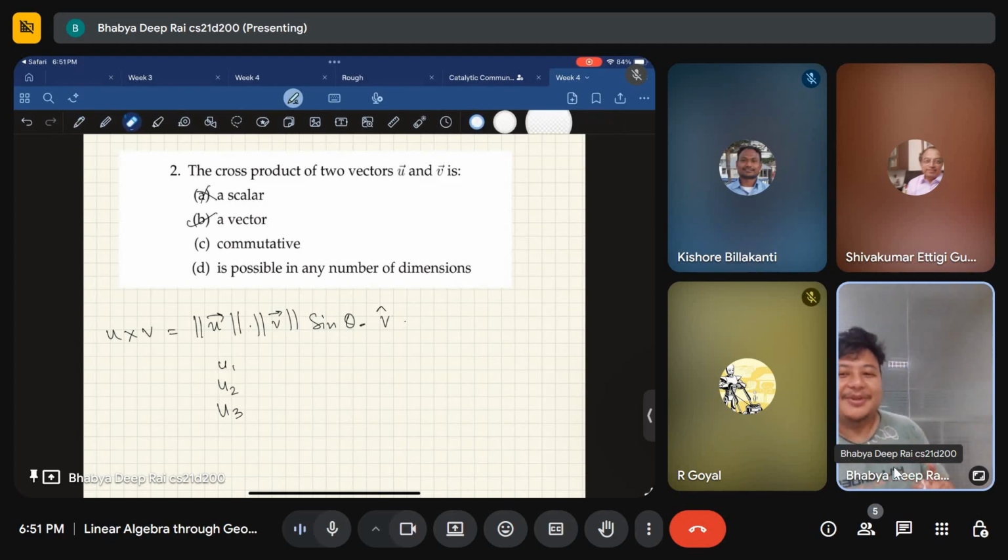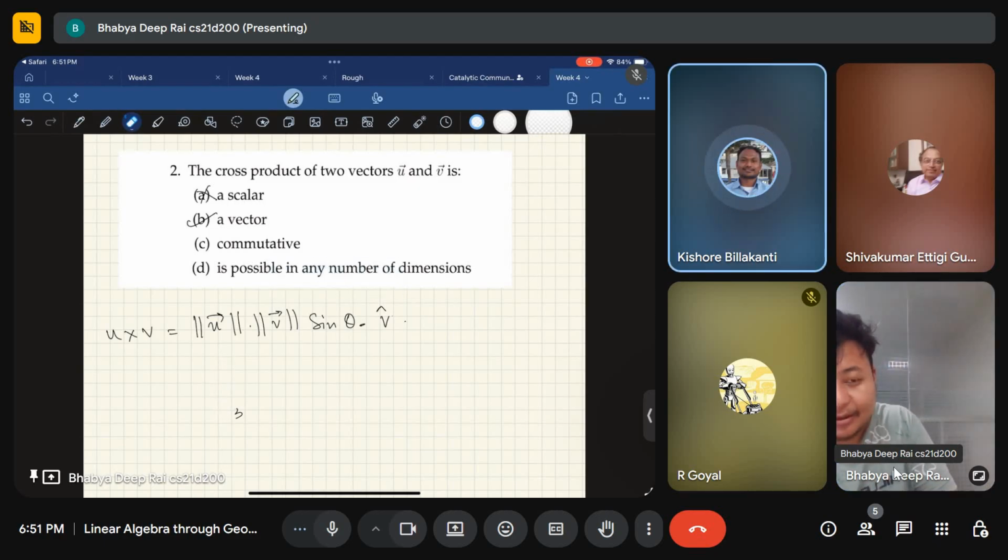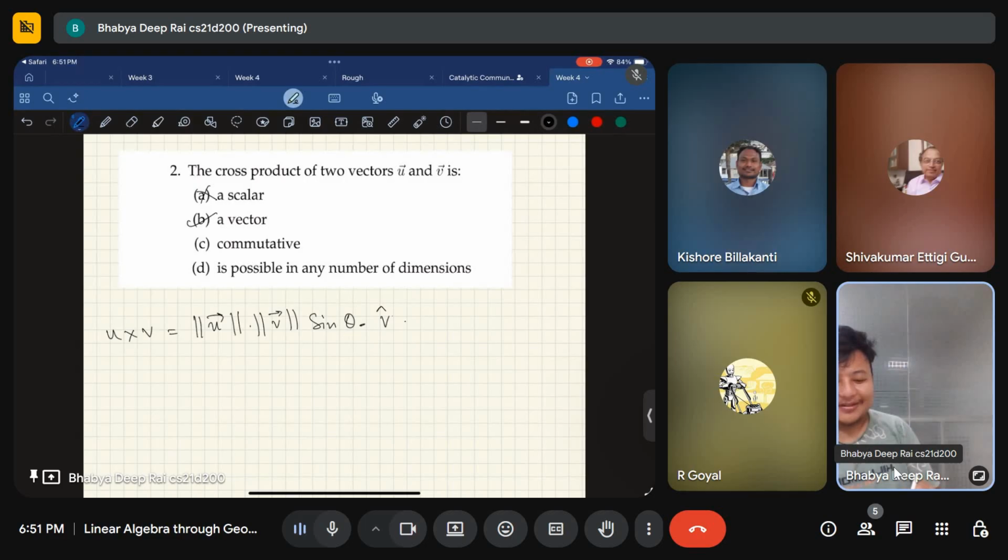Maybe that would be one way to say it. But when we say cross product, is it the same as the matrix product, or is it different? No, it's different. The cross product between vectors is different. Okay, I'll tell you exactly what it is.